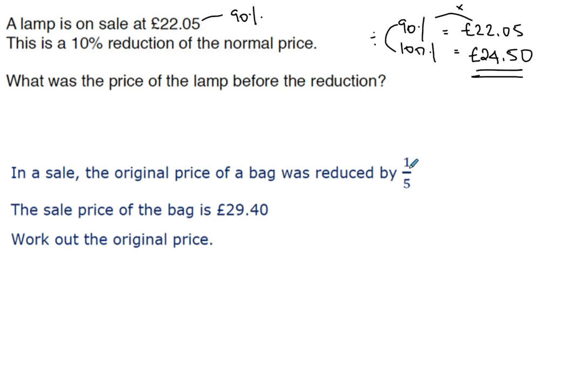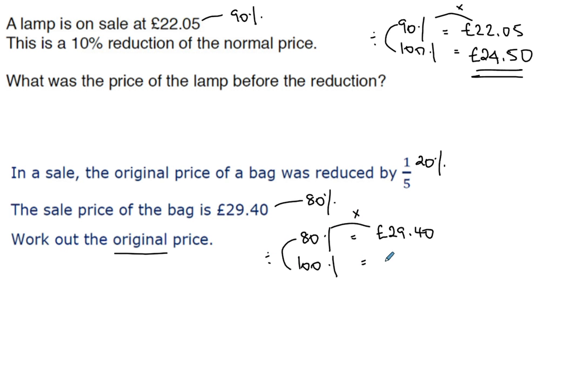Okay. In a sale, the original price of a bag was reduced by a fifth. Now, surely you know that's 20%. The sale price is that, so that means that is your 80%, which is your original 100 minus the 20. Work out the original price. So you're going 80% equals 29.40. So 100% is that divided by that times that, and you get 36.75. Yeah? Say it with me. These are so soothing, Fazana.